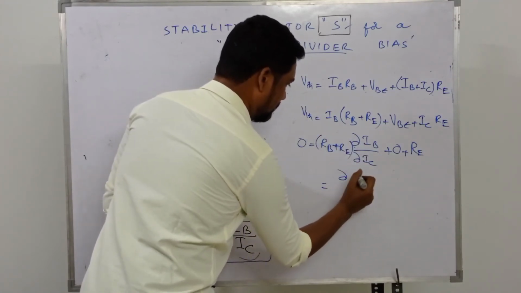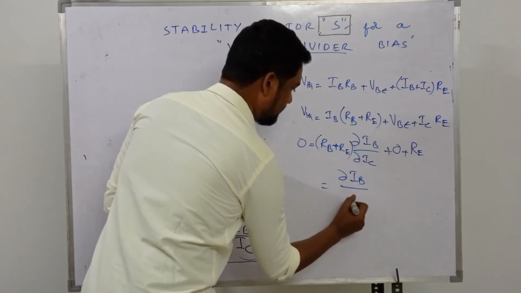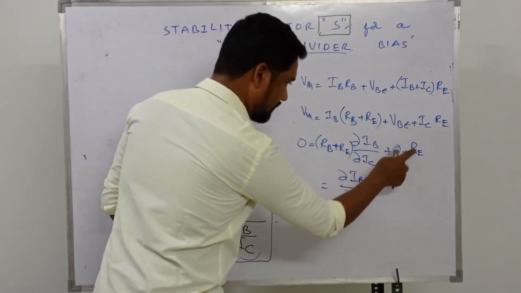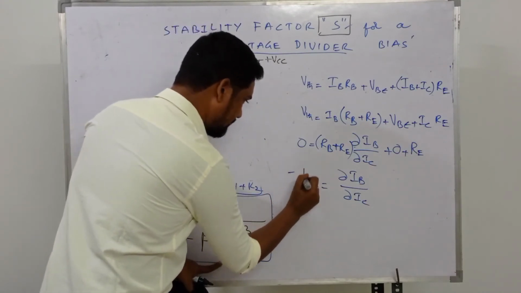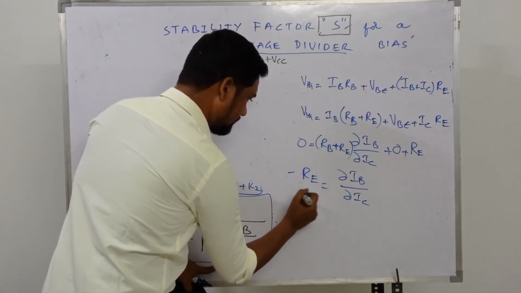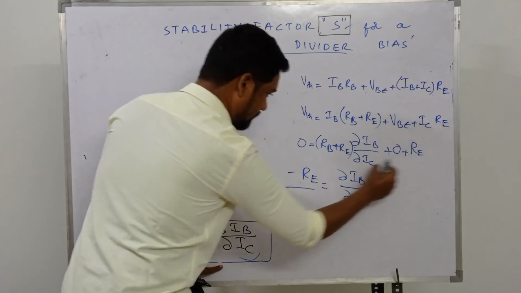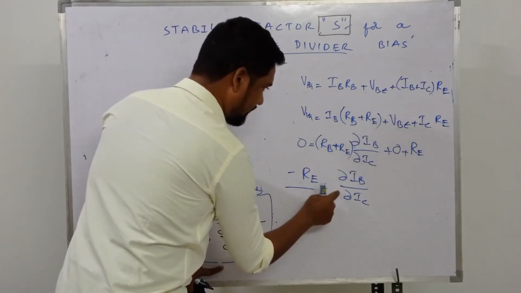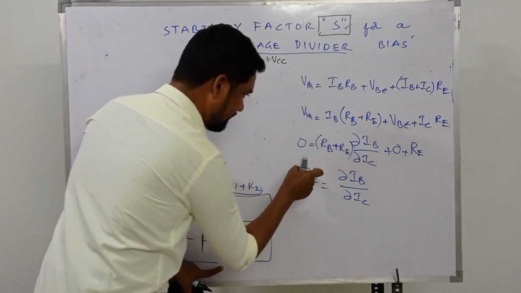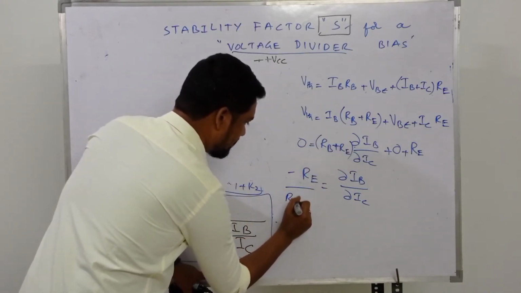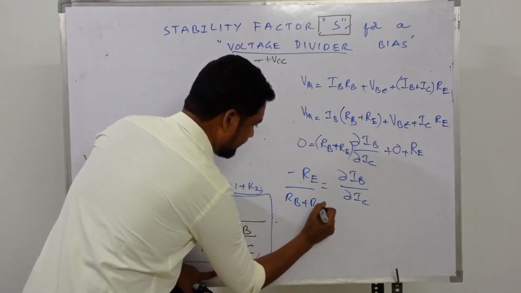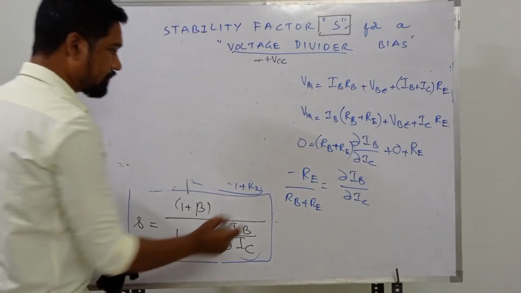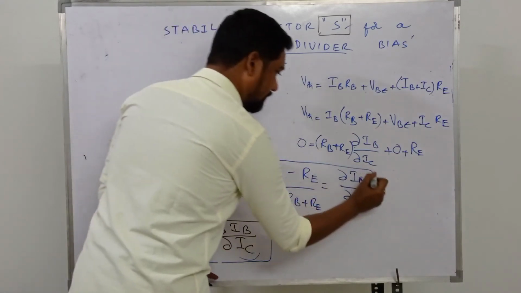Okay, so that gives us this, isn't it? So dou IB by dou IC, that will be, it's a positive, now this side that becomes negative. I'm shifting this to this side. Okay, so it's a plus RE, this side is minus RE, and we need only this one, so this is multiplying, that divides this side, RB by RE. Okay, so that's the expression for dou IB by dou IC.